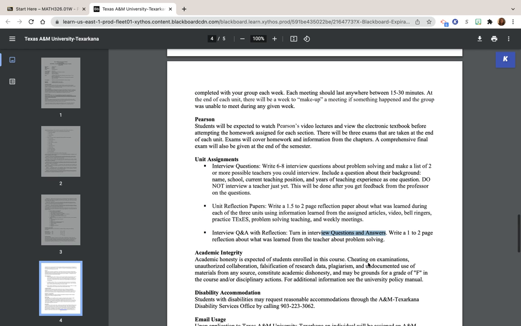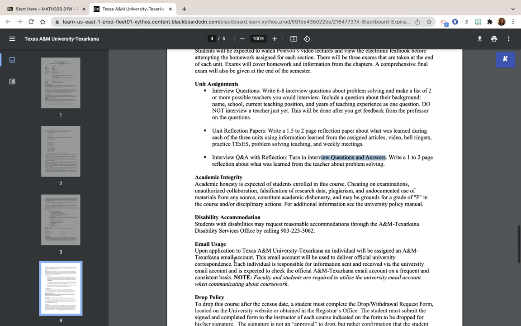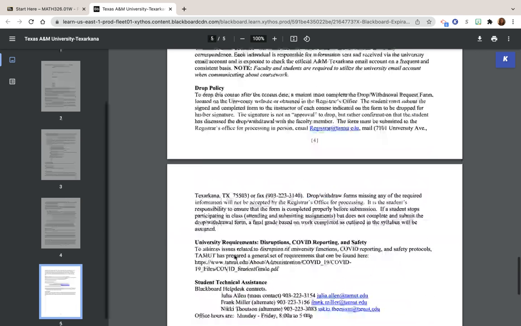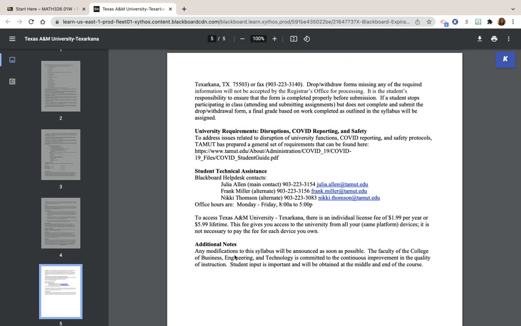The rest of the stuff on the syllabus is pretty standard to any syllabus. Make sure you email me if you have any questions. We're supposed to use our university email accounts to communicate about coursework, drop policy, and that's about it. So let me know if you have any questions. Look back at the syllabus anytime you're going through and you're not sure.